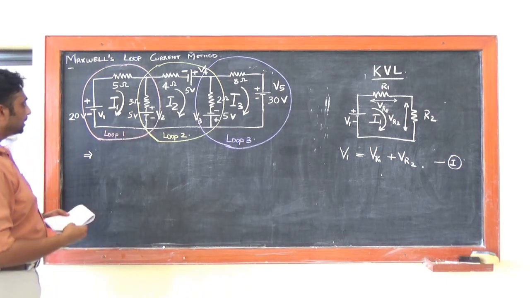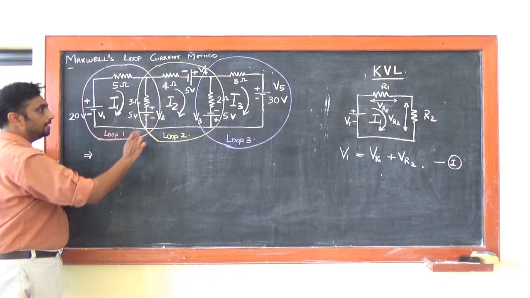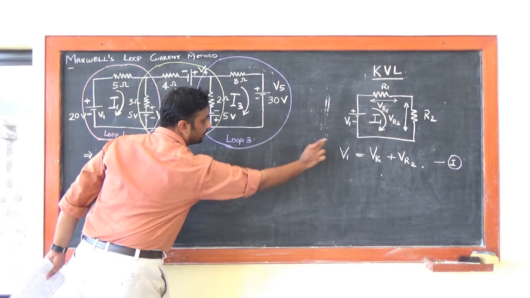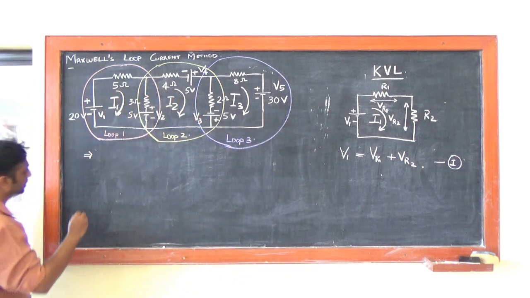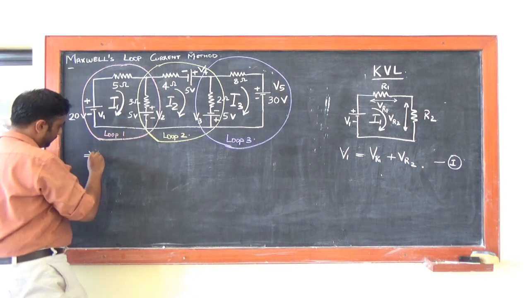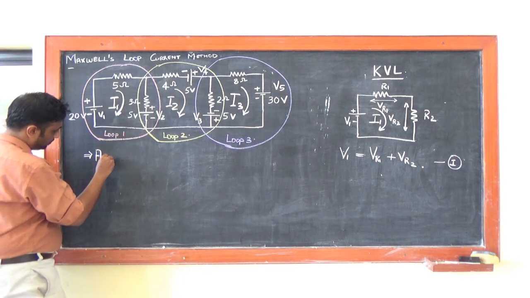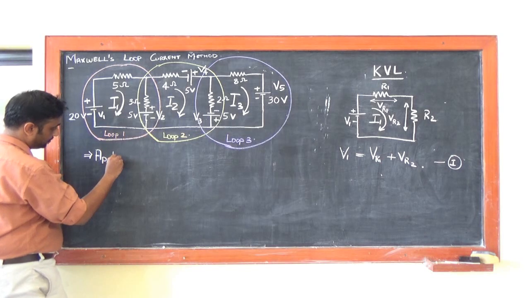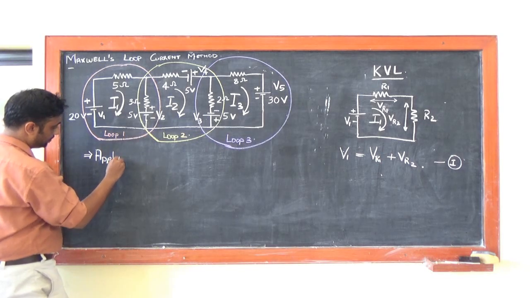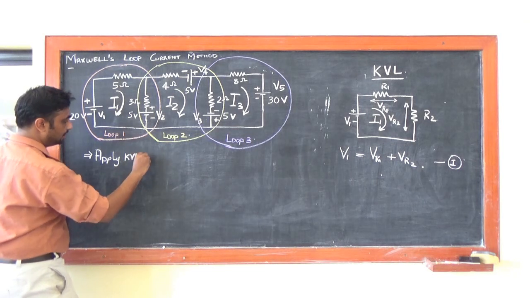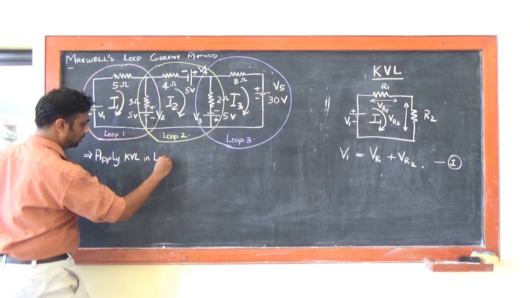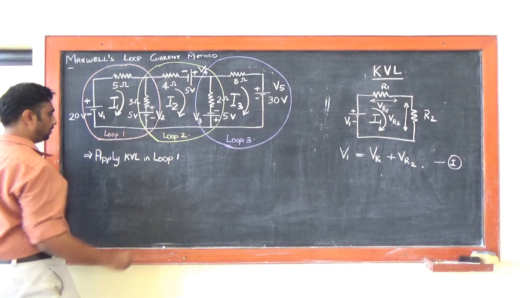Now coming back, applying KVL in loop 1. How do we apply KVL here? So we apply KVL in this loop. So when we apply KVL in loop 1.